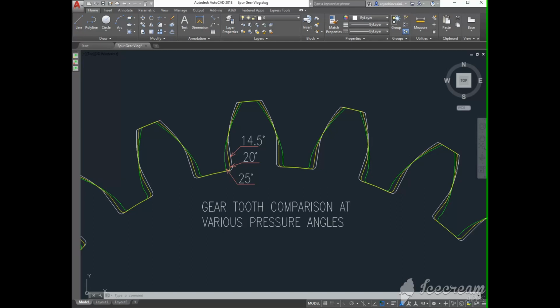For gears with less pressure angles, the advantages are less friction, minimum noise and heat, and more efficient. Disadvantages: weak, less shear strength, interference at high gear ratio, and needs undercutting.